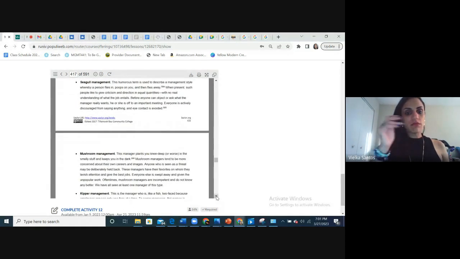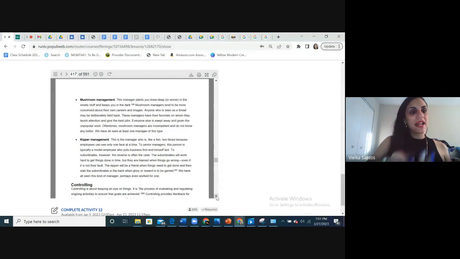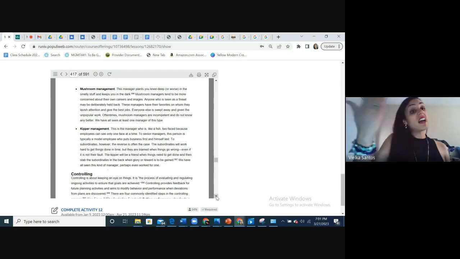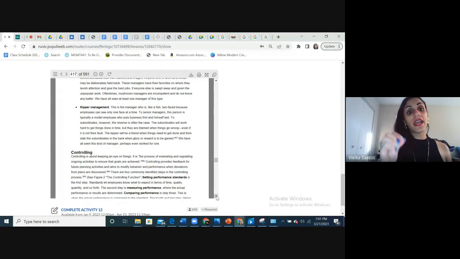Okay, so mushroom management: more individualistic, centered in their own career, in their own progress, and you're not very important. So if you disturb me, if you're not important to me, I keep going. I have seen this in the past too. Keeper management, another example, they call it like a fish face, giving you two faces. Sometimes I'm happy, sometimes not. Sometimes I give you good compliments about your work, and sometimes not. We can keep talking about non-healthy practice in business.